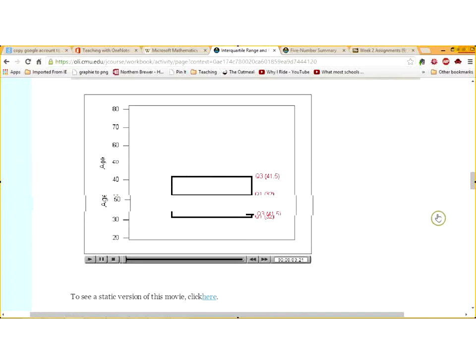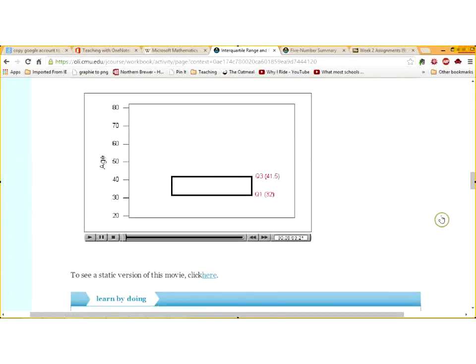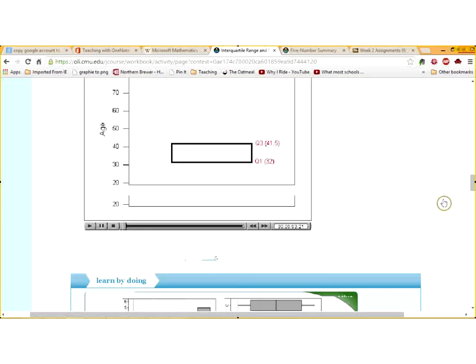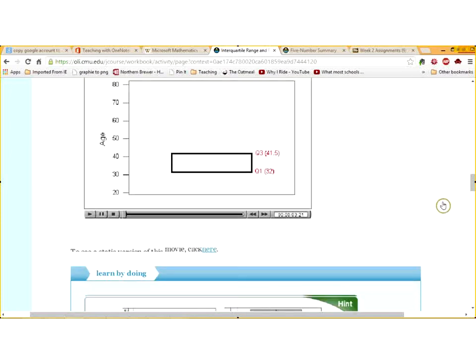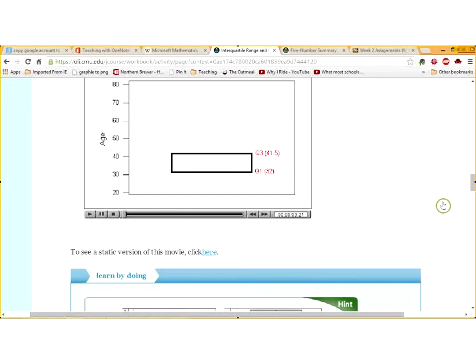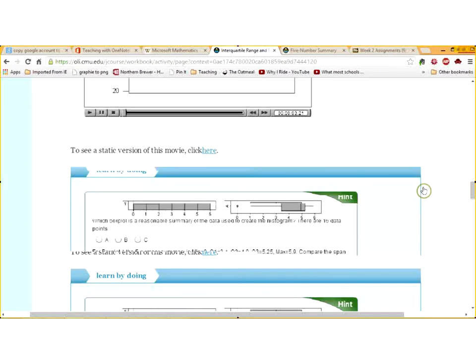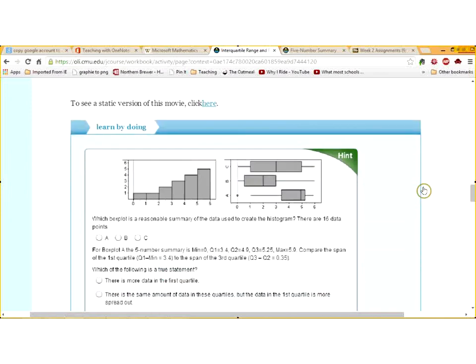All right, so here they just walk you through making it by hand. You can watch the video. It's pretty straightforward, and it's only 3 minutes long, but generally speaking, we would make a box plot using technology.